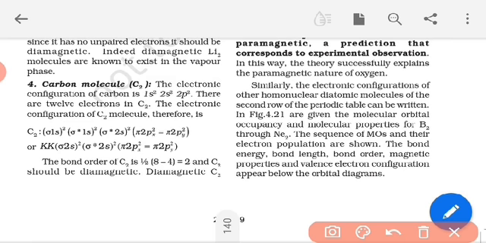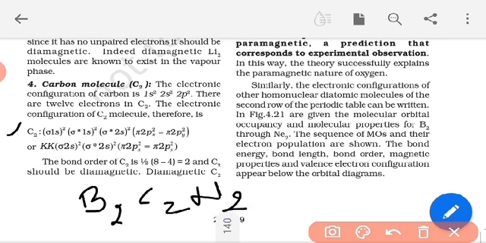Next, let us discuss the electronic configuration of the carbon molecule. As we have discussed, for B2, C2 and N2, the sequence of molecular orbitals is a little bit different. So when electrons get filled in molecular orbitals of the carbon molecule, after sigma star 2s, pi 2px and pi 2py orbitals will fill first, and after that electrons will go in sigma 2pz.